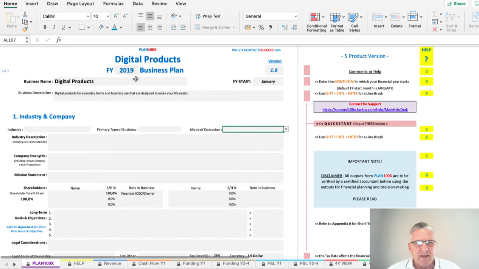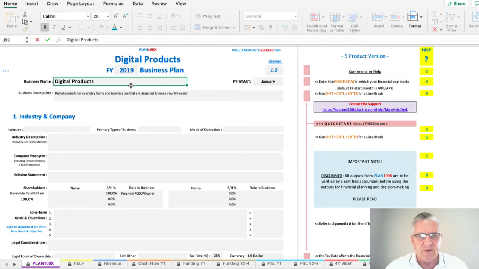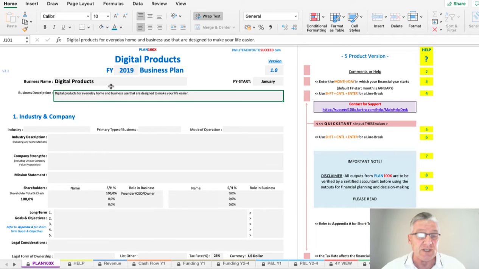Right, let's get started. The first thing you're going to do is input the financial year. So here you just input 2019 and then your company name. So you can see that as I enter that, it changes the name above here. We've called this company Digital Products.